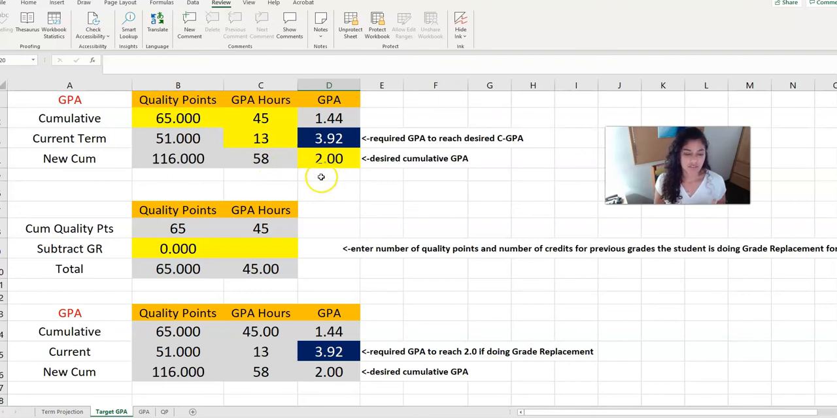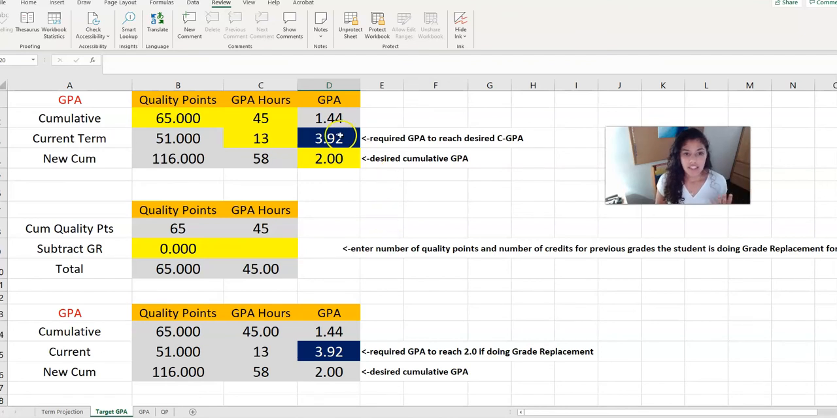And so it's multiplying 58 by 2.0 to get 116 quality points. So what this is saying is, in order for you to get a 2.0 after having 58 total hours, your existing plus the ones you're taking right now, you need a total of 116 quality points. Now we know you have 65 quality points, and so 116 minus the existing 65 means this term you need to get 51 quality points, right, to make that equation work.